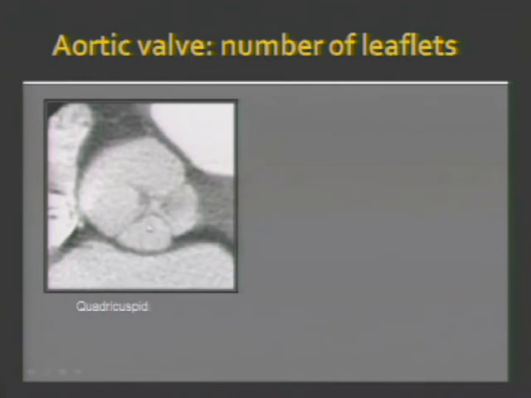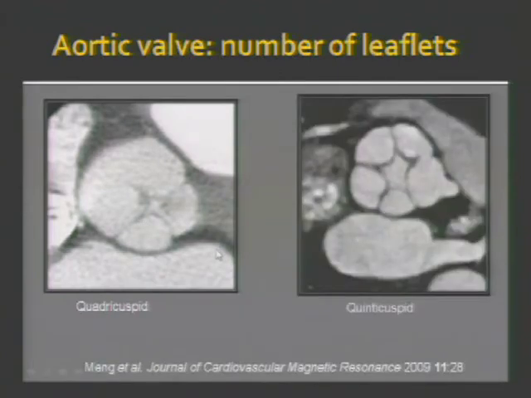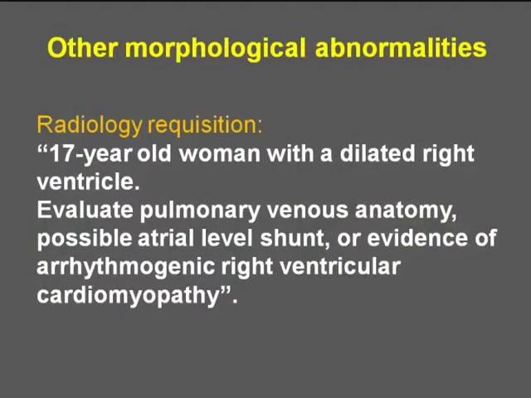So here is the patient with quadricuspid. And to my surprise, in literature, I found this example of a quinticuspid valve with 5 leaflets. And this is an example from the Journal of Cardiovascular MR. Now, one thing about aortic valves as they become more than 3, so 4 or 5, is that the common hemodynamic abnormality in these patients is aortic regurgitation, as opposed to bicuspid valves, which tend to be more stenotic.